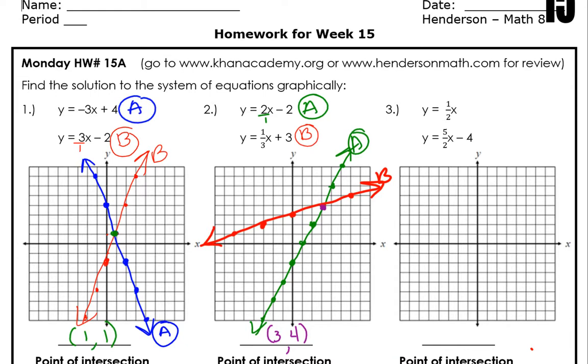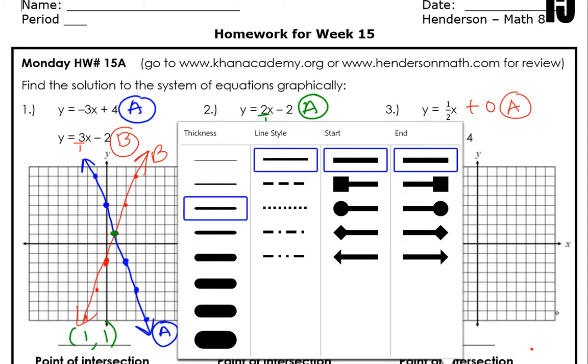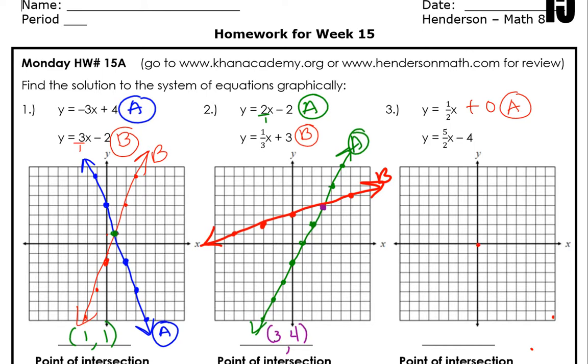Okay, last one. This one's a tricky one for some kids because the B position number is missing. And if your B position number is missing, that means it's technically a 0. So I'm going to call this one line A, and I'm going to make it thicker again so it's just a little bit easier for me to graph. So I'm going to start at 0.